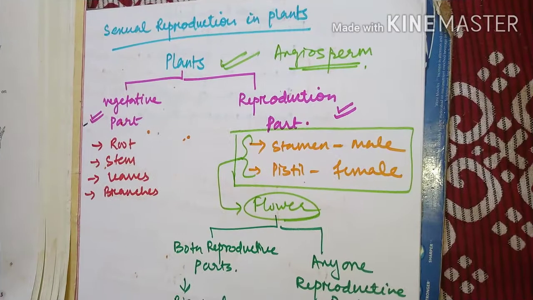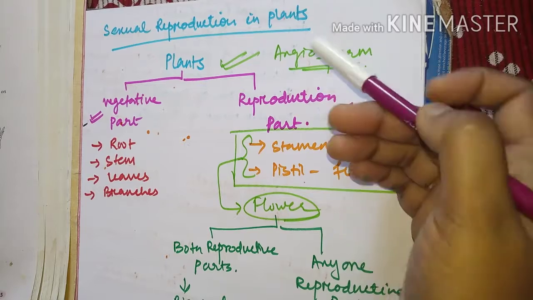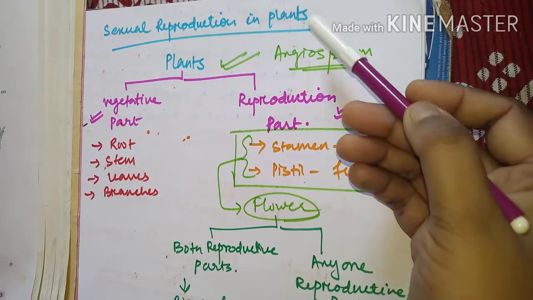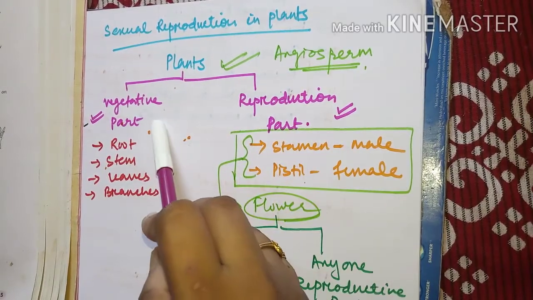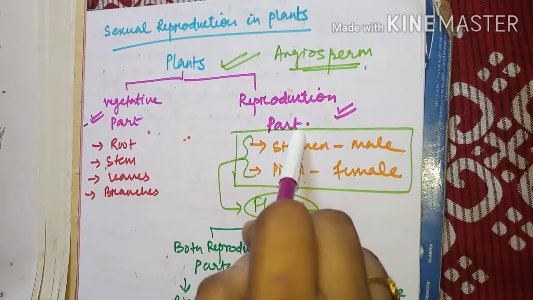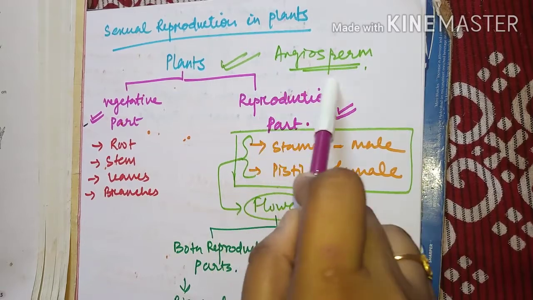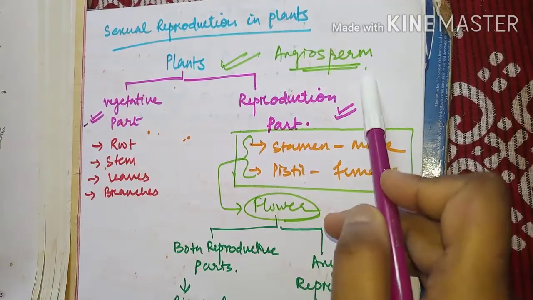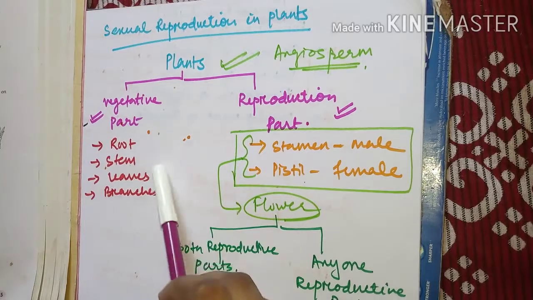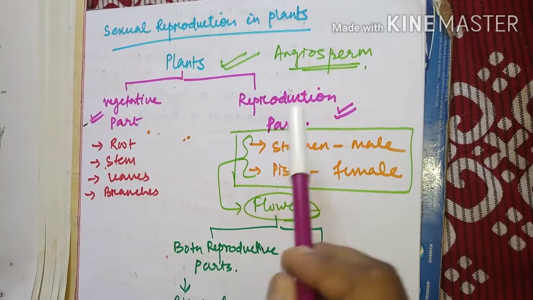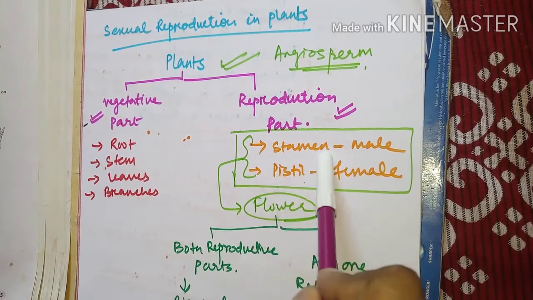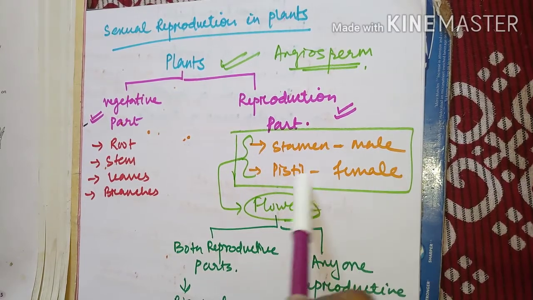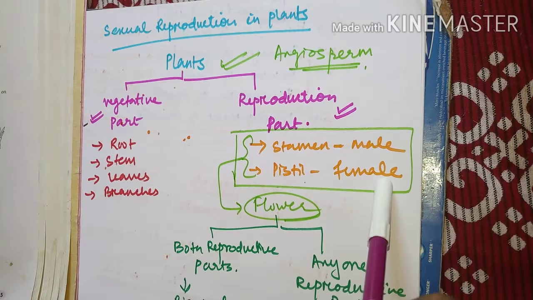Good morning everyone. So today we are here to study more about sexual reproduction, and we are going to start the topic sexual reproduction in case of plants. In case of plants we have two important parts. One is the vegetative part and the other is the reproductive part, and here we are discussing about angiosperms, which are higher flowering plants. The vegetative part consists of roots, stem, leaves and branches, while the reproductive part is the flower. The flower has two parts. One is the stamen, which is the male reproductive part, and the pistil, which is the female reproductive part.